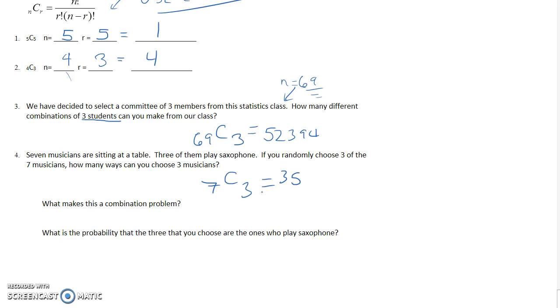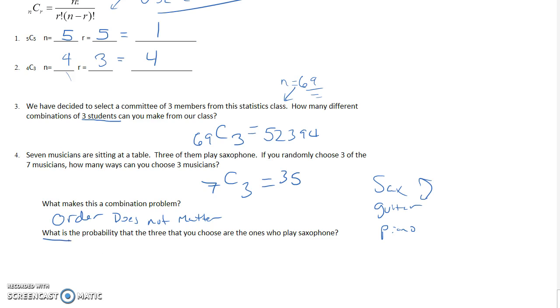All right. What makes this a combination problem? We said order does not matter. If I have a saxophone player, a guitar player, and a piano player, it doesn't really matter what order they're in. If I flipped it and picked the guitar player first, there's still a guitar player, a saxophone player, and a piano player in this group, so order wouldn't matter.